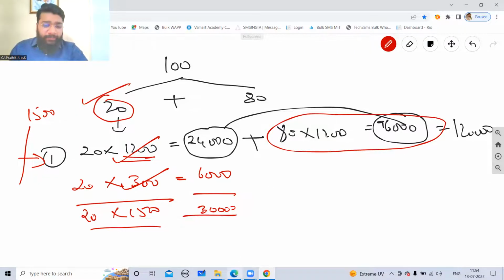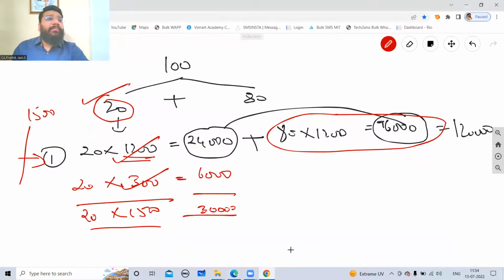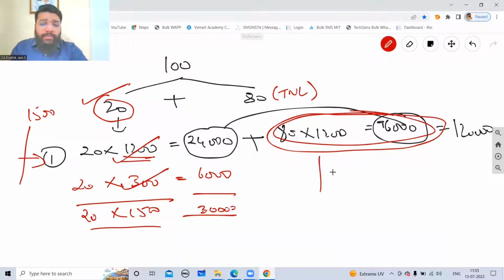There is no confirmation. 100 gas containers costing 900 have been sent to dealer on sale or return basis and have been debited to his account at 1,200 each. Out of this, only 20 gas containers are sold. What happened to the balance 80? Time not lapsed. So this 96,000 rupees, what am I supposed to do? First, I will reverse the sale entry. Second, I need to record the inventory with customer. Right? So please record the entry, guys.